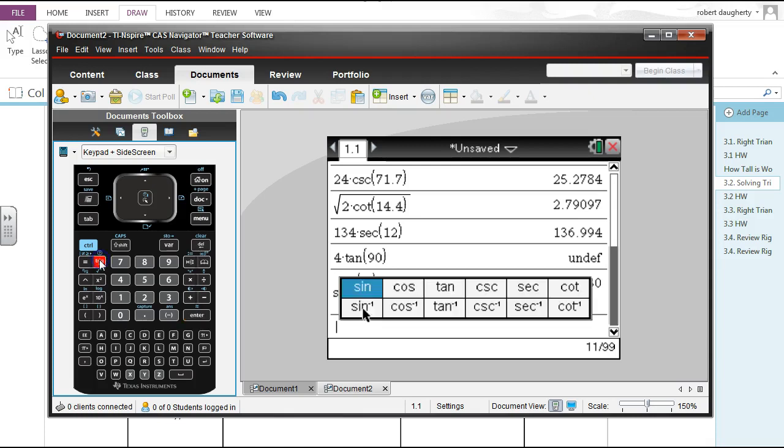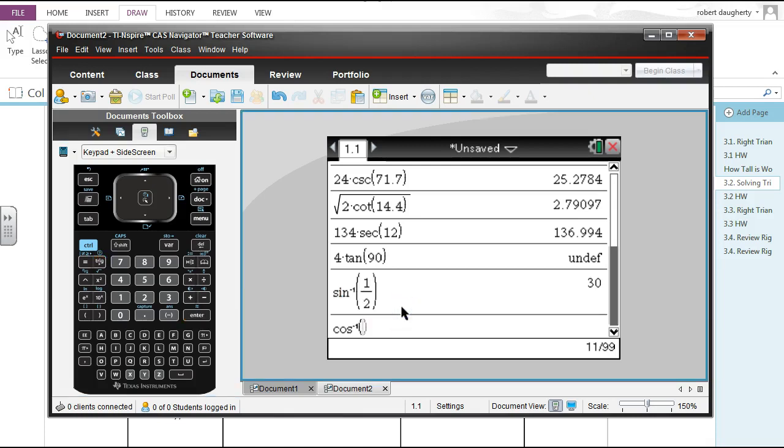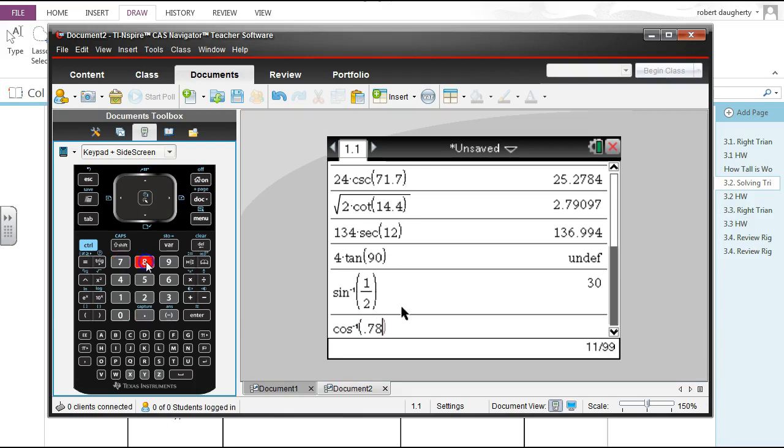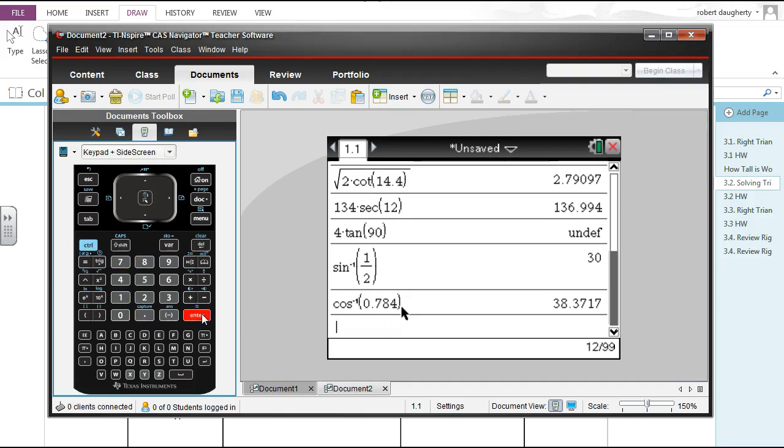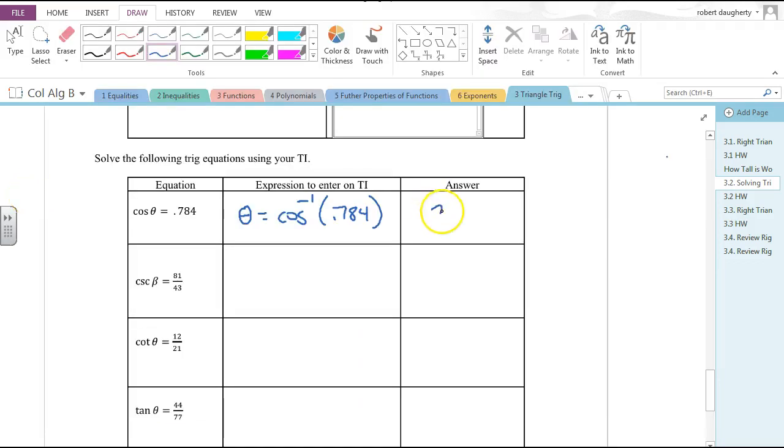So I'll just go to trig function, inverse cosine, 0.784, and that is 38.37. So that tells me this is 38.37 degrees.